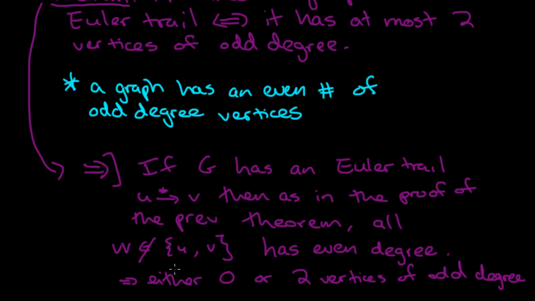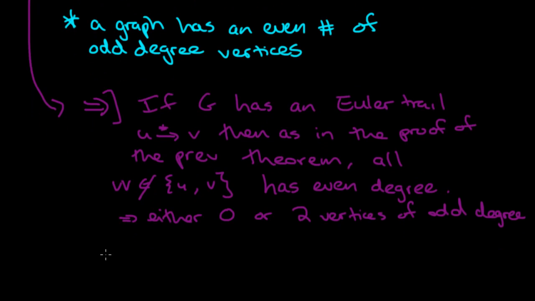Because either these guys have odd degree, in which case we have 2 of odd degree, or they both do not have odd degree. And that's because of this counting argument up here that says we must have an even number of vertices which have odd degree. Okay, so now what about the other part of the proof? The part that says if there are at most 2 vertices with odd degree, can we show that there is an Euler trail? So let's go that way.